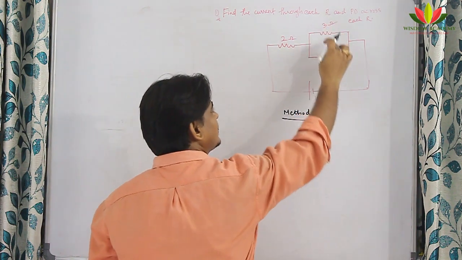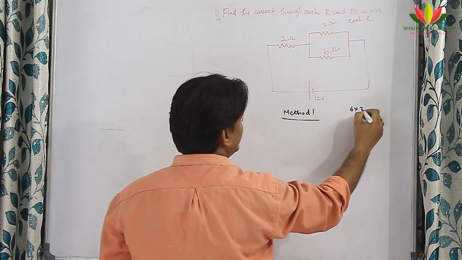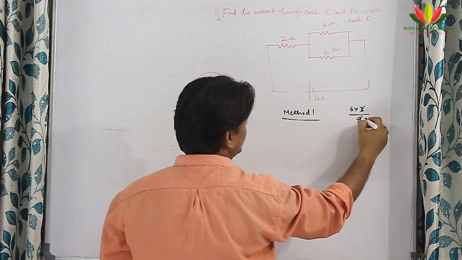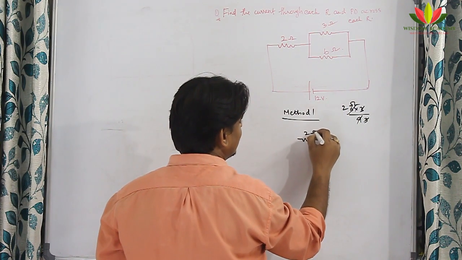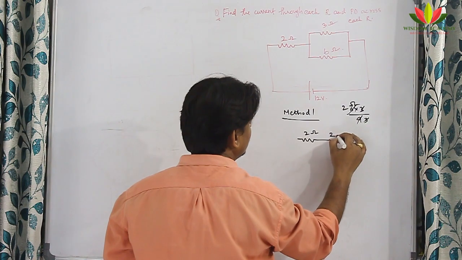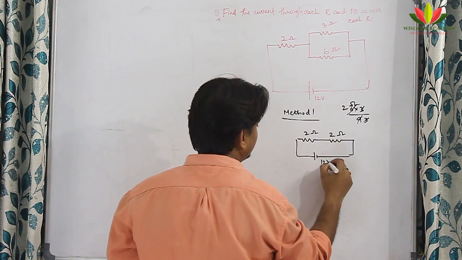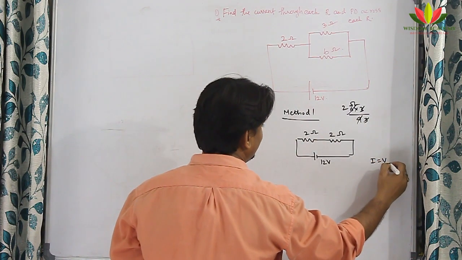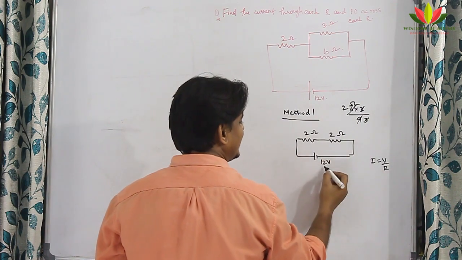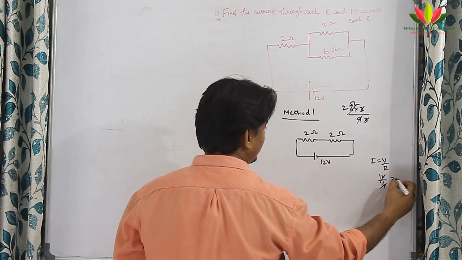See, I will first find the equivalent resistance of these two. So it will become 6 into 3 by 6 plus 3, which is 9, so it becomes 2 ohm. Here already 2 ohm was there, and these two also became 2 ohm, and the battery has 12 volt EMF. So 2 plus 2 is 4. I is equal to V by R. V is 12, R will be 4. So 12 by 4, 3 ampere will be coming out.